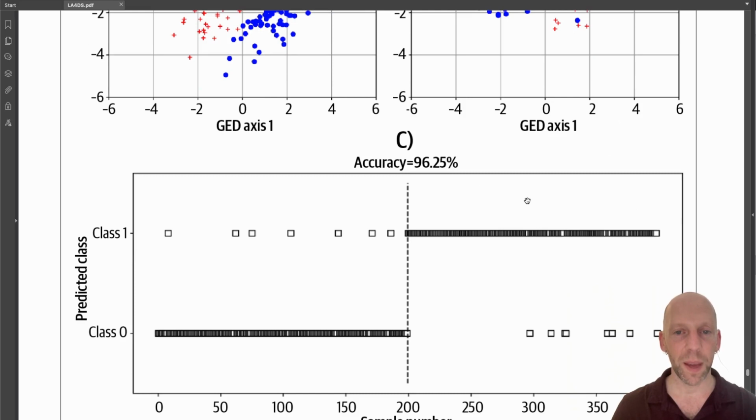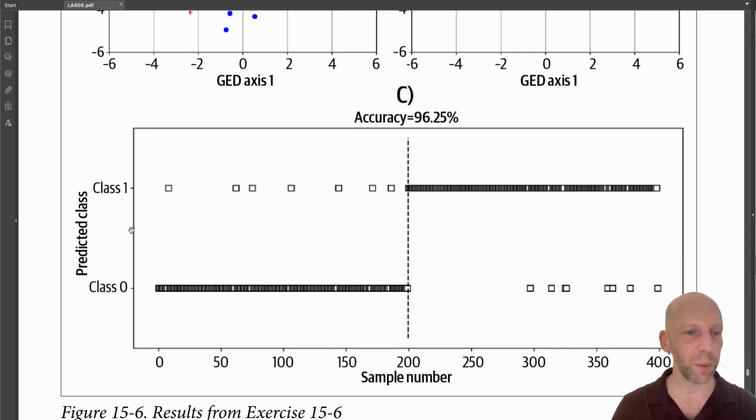Okay, so then you can compute this. Here we have the predicted class based on that projection onto the first axis. And here's the sample number. Now we know, based on how we simulated the data, that the first 200 points should be class 0, and the second 200 points should be class 1. So all of these points here are mistakes. These are misclassifications. These are also misclassifications. But overall, we do really well, right? This is extremely high accuracy.